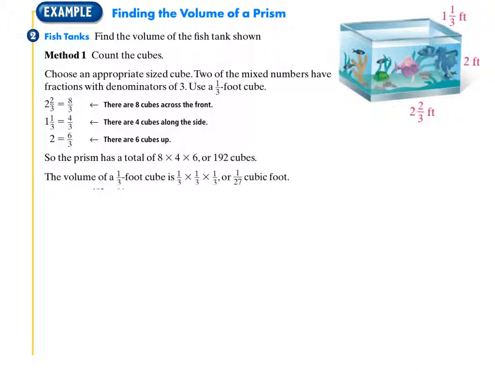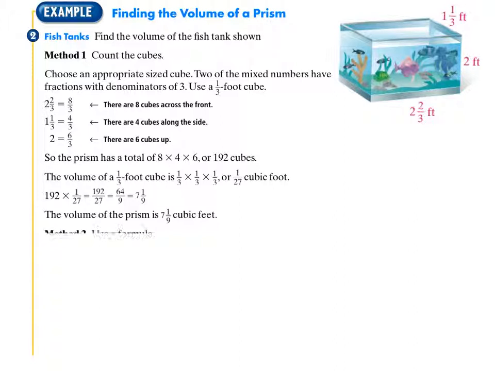So the volume of a 1/3 foot cube is 1/3 times 1/3 times 1/3, or 1/27 of a cubic foot. We multiply that by 192, which gives us 192 over 27, which simplifies down to 64 over 9, which then converts to 7 1/9. So the volume of the prism is 7 1/9 cubic feet.